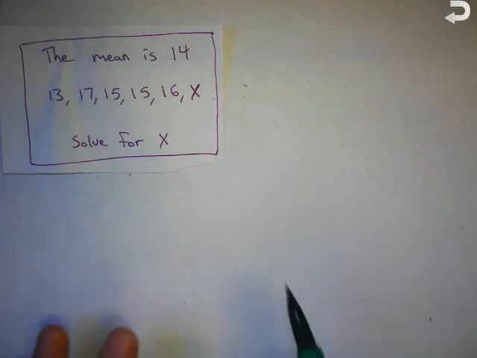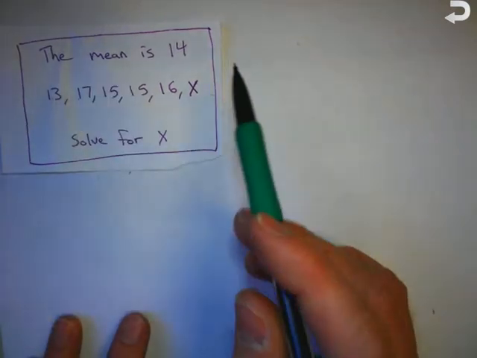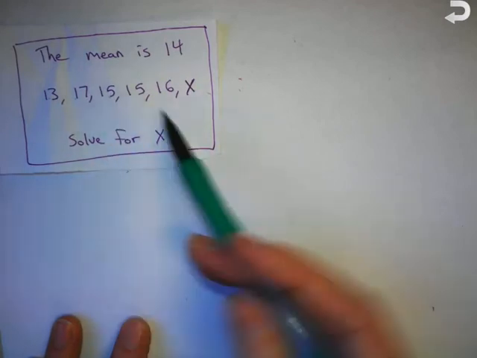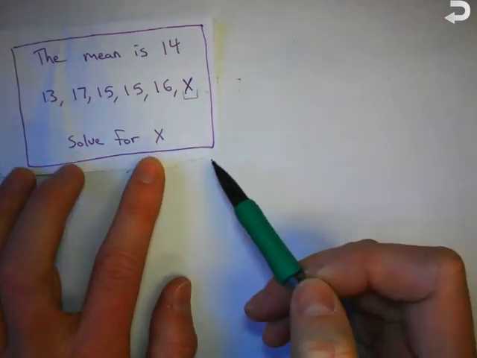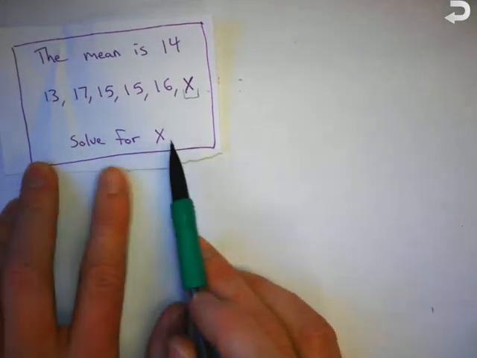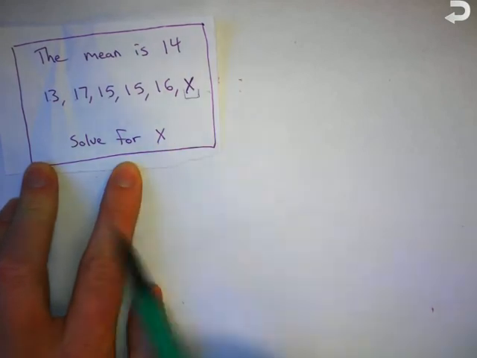Today's problem says the mean is 14, and we're given a data set, but we have this unknown value here. And our job today is to solve for this unknown, given the information.